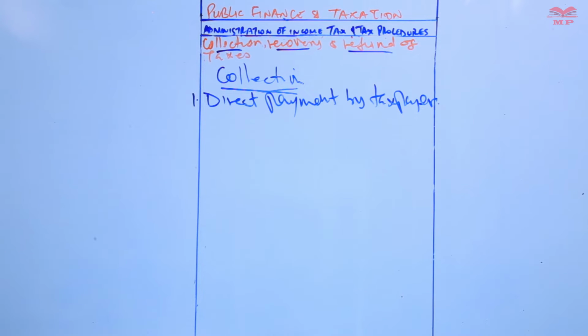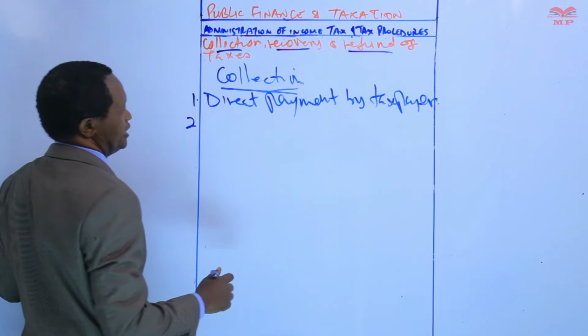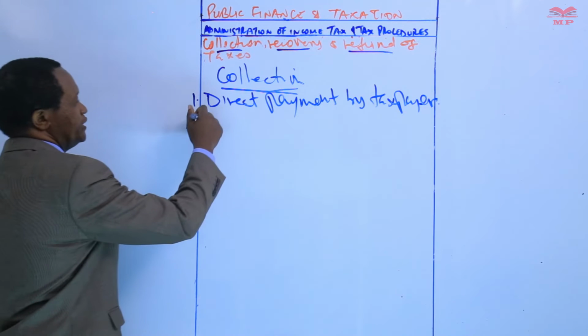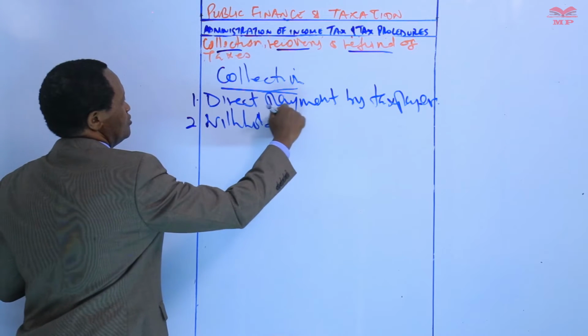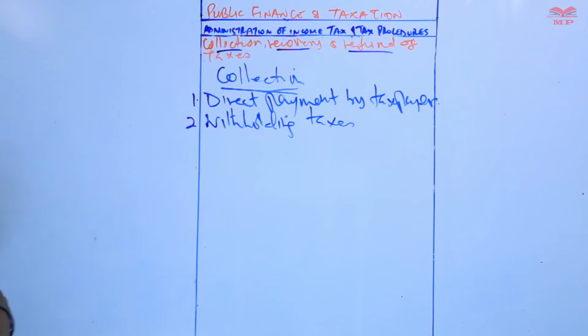For example, it could be 30th June for individual income tax, or 20th of the following month for VAT and PAYE, and so on. So that is one way: direct payment by the taxpayer under the self-assessment system. Then we have withholding taxes. This is a method of collecting tax at source.